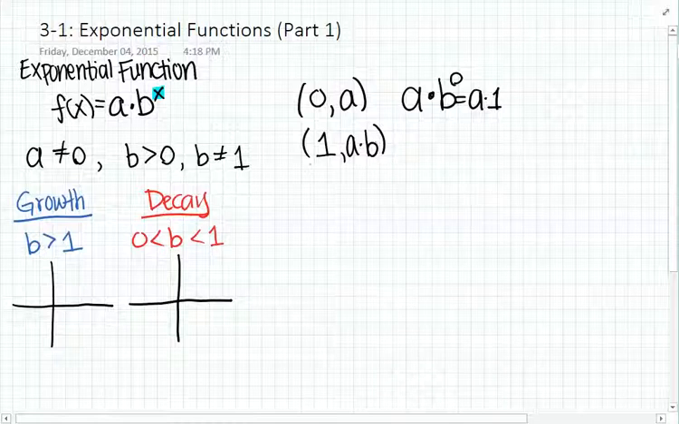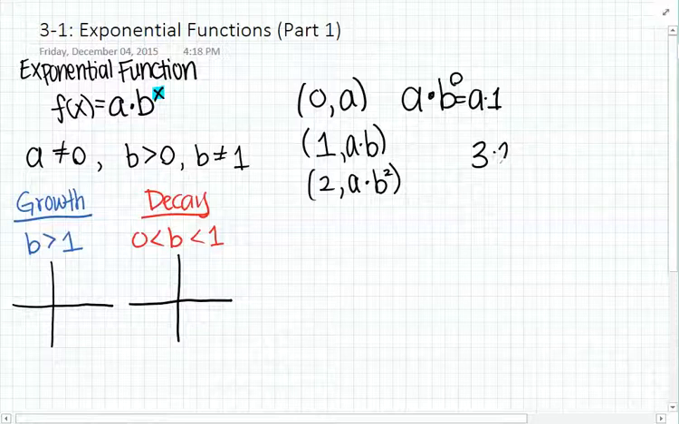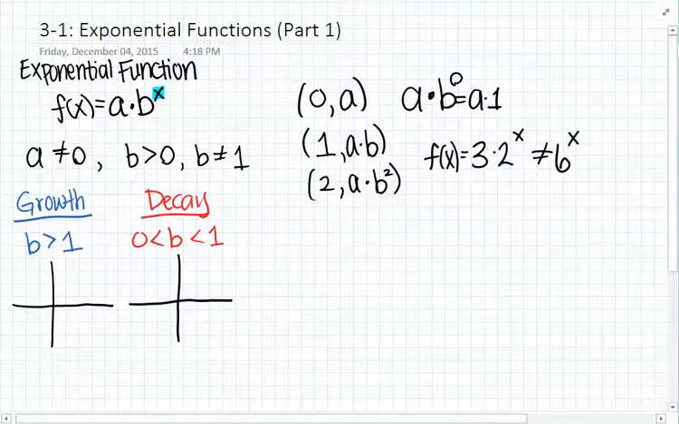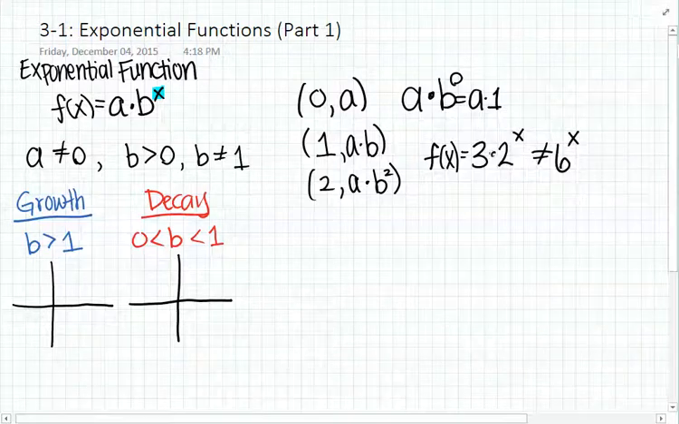And then you could plug in other numbers, right? You can plug in 2, you would get A times B, whatever B squared is. It is important to remember order of operations, exponents before multiplication. So when we stick numbers in here, let's say A is 3 and B is 2, your function would be something like this. This is not equivalent to 6 to the x power, okay? Because you cannot multiply 3 times 2, because the exponent is attached to that 2. It's like it's trapped there, okay? So those are the growth ones.